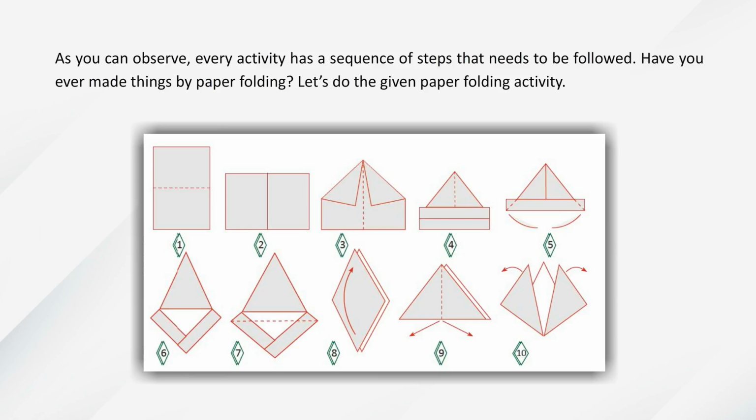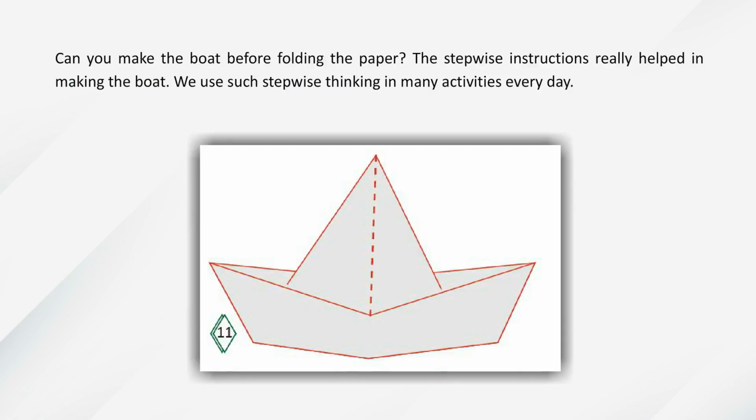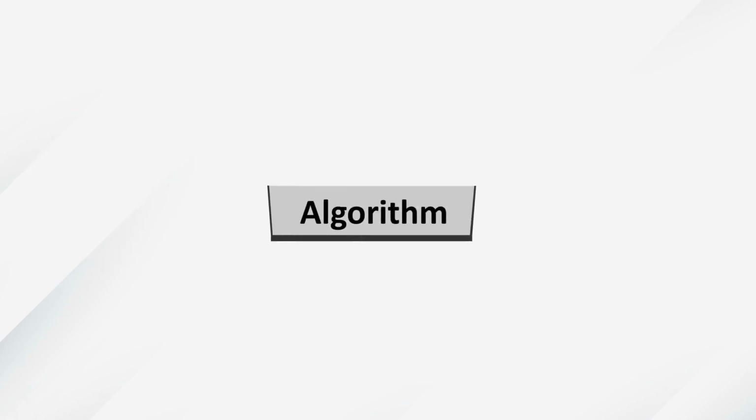Have you ever made things by paper folding? Let's do the given paper folding activity. Example 3. Make an origami paper boat by paper folding. Can you make the boat before folding the paper? The stepwise instructions really helped in making the boat. We use such stepwise thinking in many activities every day. Rapid move. Write the steps to prepare chocolate shake.